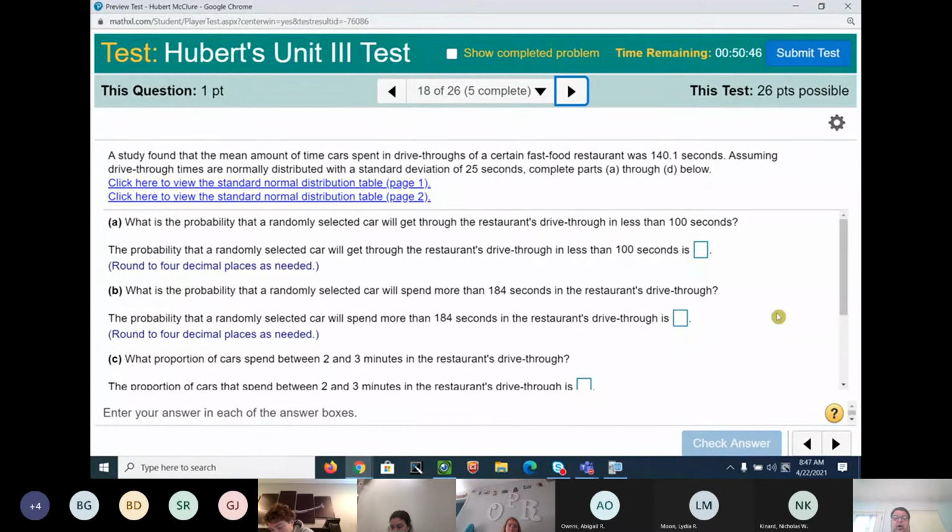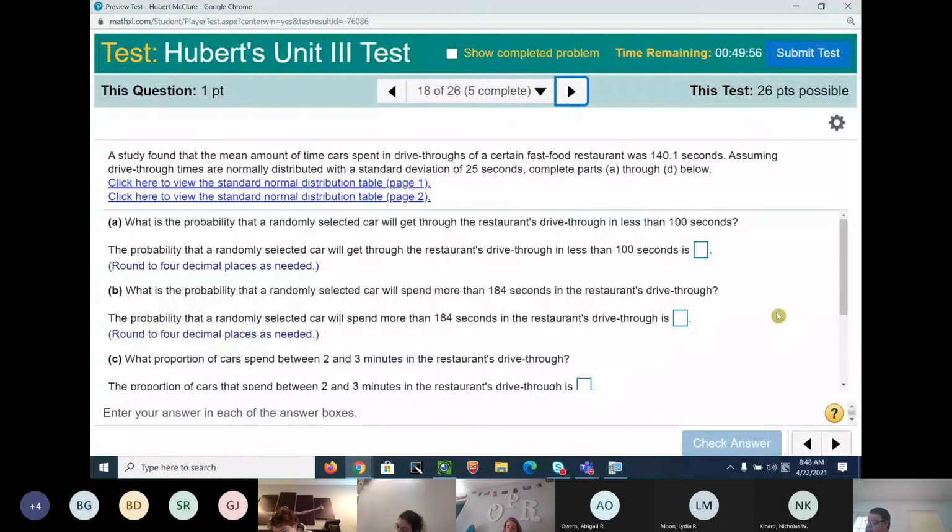All right, go ahead and draw this one. Mu is 140.1. Standard deviation is 25. I'm not even going to look at the question yet because I'm going to draw my picture. Mu is equal to 140.1 and standard deviation is equal to 25. I'm just going to use 140. So 140, that'd be 165. That'd be 190.